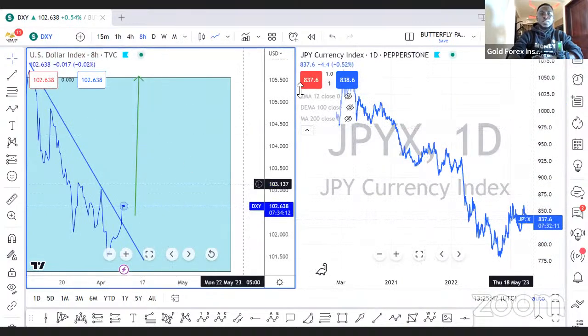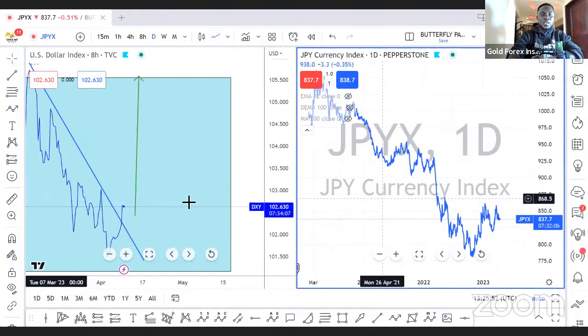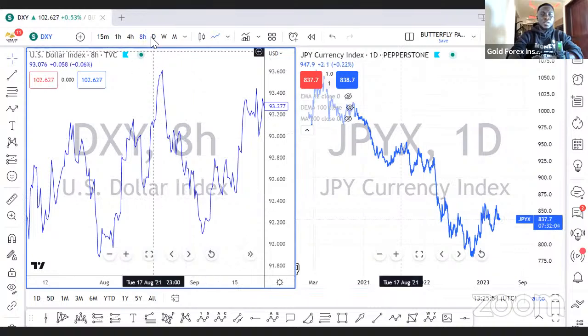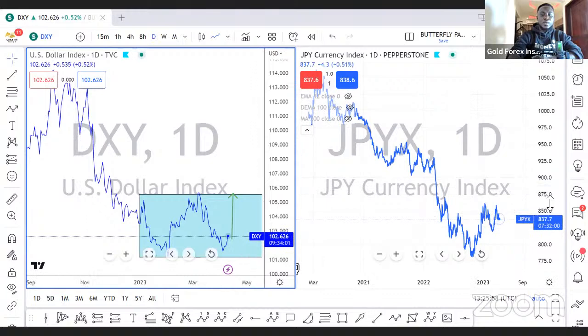Okay, so it seems it has a direct correlation currently on the daily. Let me check the daily time frame. Yeah. So currently, look at it. Now, this one comes down, this one goes up. It comes down. So, A, B, C. A, B.